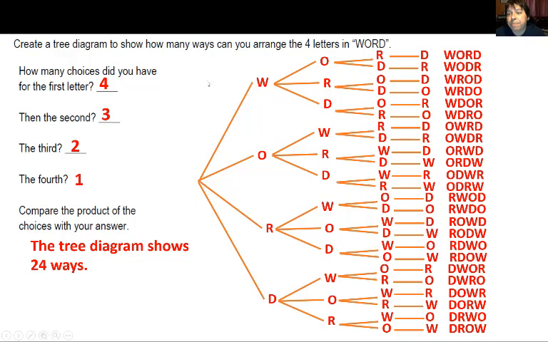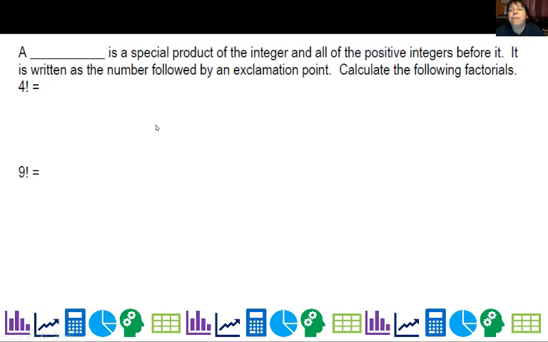4 letters in Word. What if I compare it to the products for these? It's 4 times 3 times 2 times 1, which is 24, which kind of shows us that we can just multiply the number of ways we have to do something. So a factorial is a special product of the integer and all the positive integers before it. And this is how we get it. 4 factorial would be 4 times 3 times 2 times 1, which is 24.